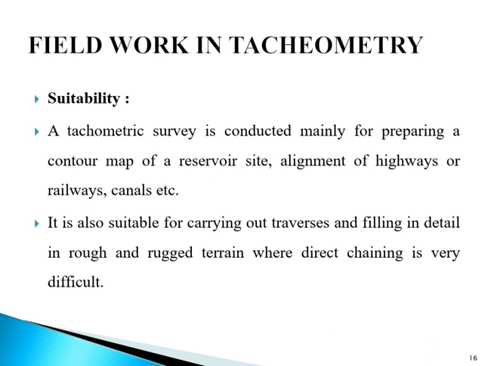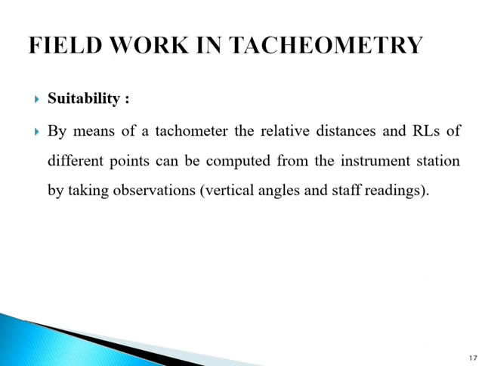Next, we are going to discuss field work in tachometry. The first one is suitability. A tachometric survey is conducted mainly for preparing a contour map of a reservoir site, alignment of highways or railways and canals, etc. It is also suitable for carrying out traverse and filling in detail in rough and rugged terrain where direct chaining is very difficult. By means of a tachometer, the relative distances and RLs of different points can be computed from the instrument station by taking observations like vertical angles and staff readings.